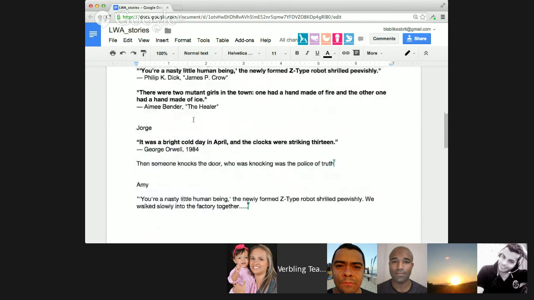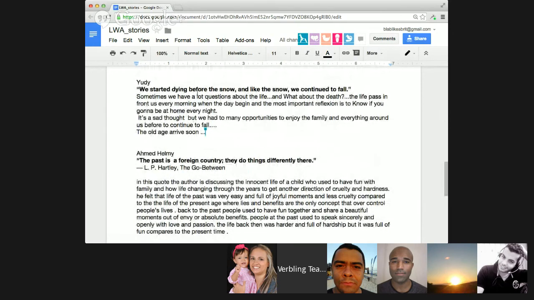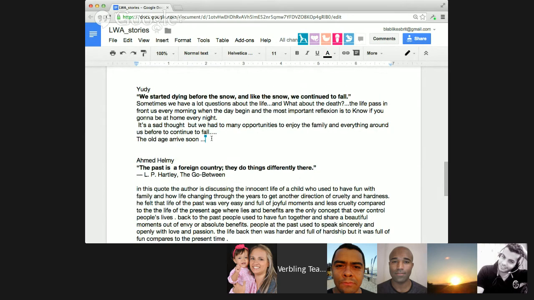Sometimes we have a lot of questions about life, and what about death? Life passes in front of us every morning when the day begins, and the most important reflection is to know if you're going to be at home every night. It's a sad thought, but we have too many opportunities to enjoy the family and everything around us before continuing to hold on. Old age arrives soon.